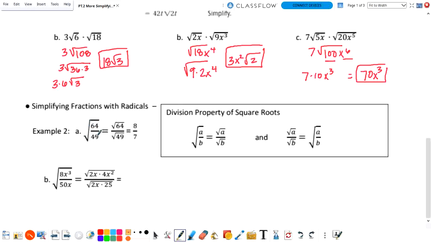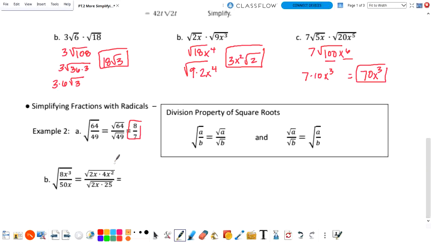You can look at what I did with example 2 here on a. So 64 over 49 is broken down with its own radicand in each the numerator and the denominator. We want to get rid of these. We can't leave a radical in the denominator of a fraction. Luckily for us, both of these are perfect squares. So the square root of 64 is 8, and the square root of 49 is 7. So this is your final answer.